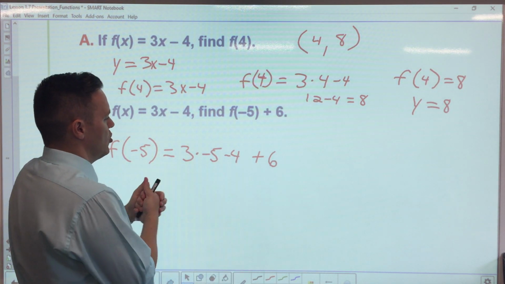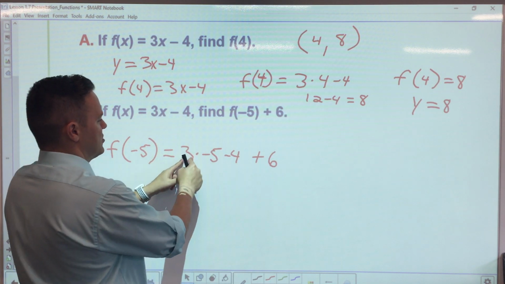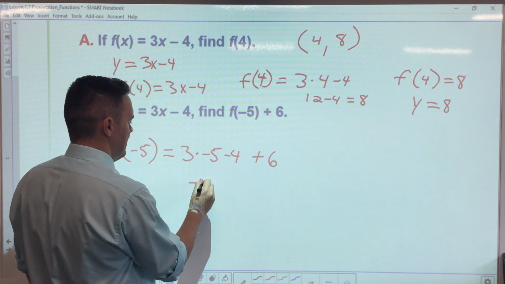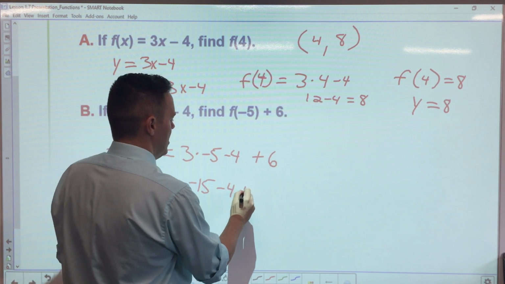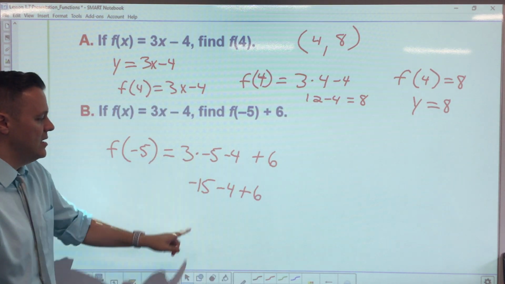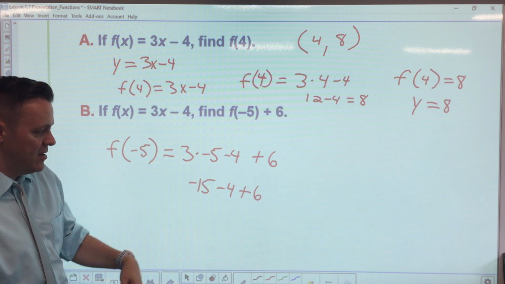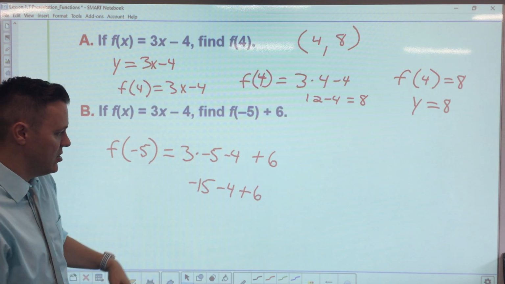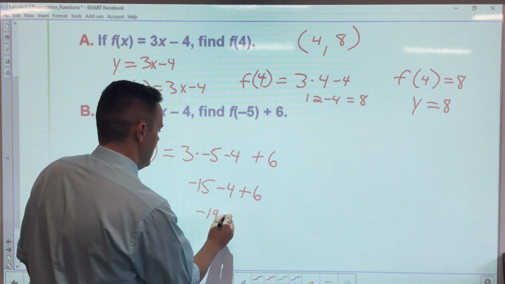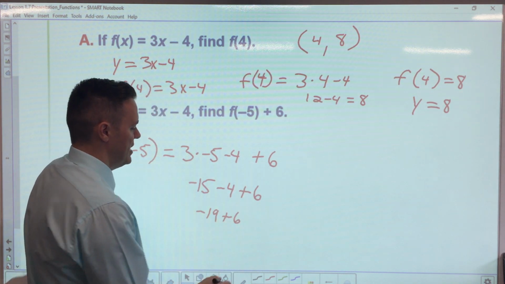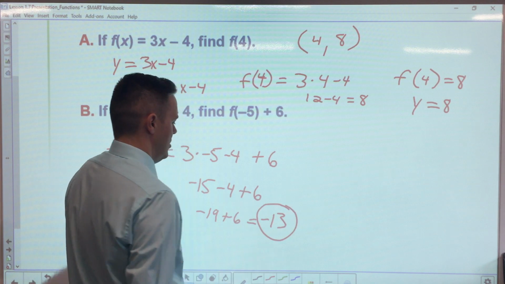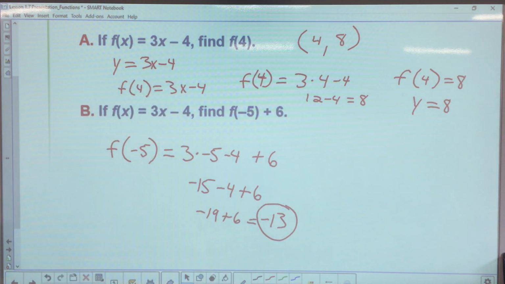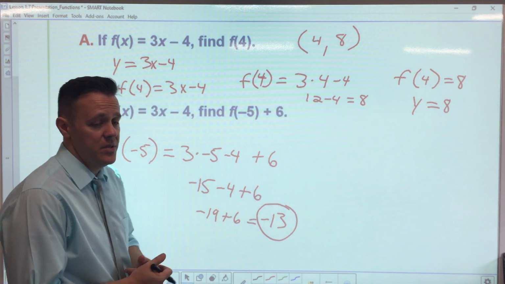So let's work on this. Remember, PEMDAS, order of operations, is multiplication first. 3 times -5 is -15. Minus 4 plus 6, work left to right. These are two negatives. A negative and a negative is still a negative because you're adding them together. So it's -19 plus 6. Add that together, and you get -13. There's your function. Okay?